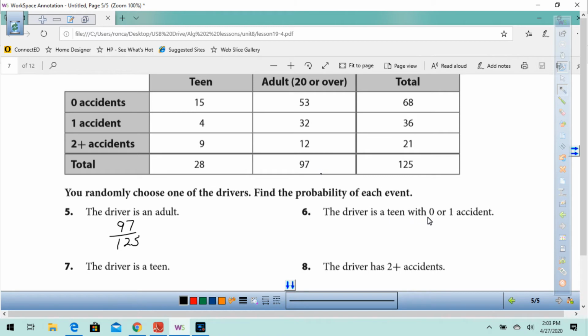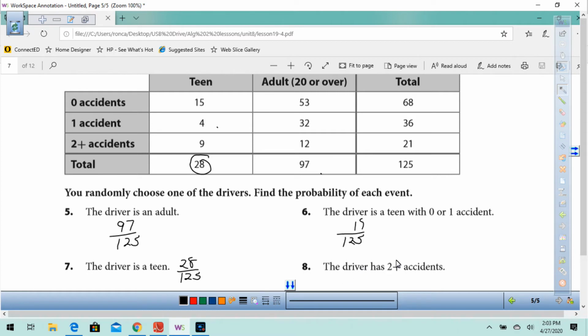The driver is a teen with 0 or 1 accidents. 0 accidents is 15. 1 accident is 4. I get a total of 19 over 125. The driver is a teen. Well, the total number of teens is 28. So we got 28, and the total number of drivers is 125.